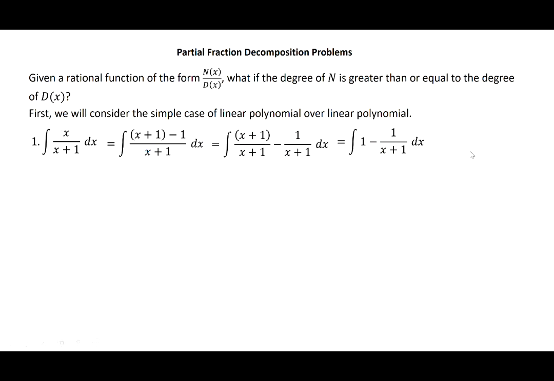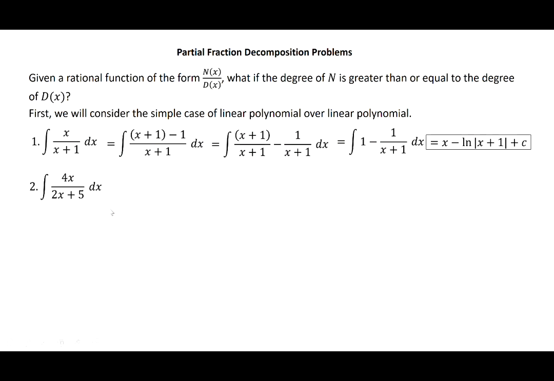Now, how do we integrate this? Integrate 1, you get x. Integrate 1 over x plus 1, you get natural log of absolute value of x plus 1. And so x minus natural log of absolute value of x plus 1 plus c. Done. Right? That's the idea.